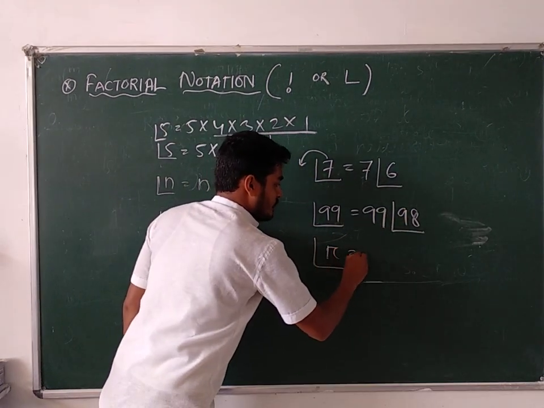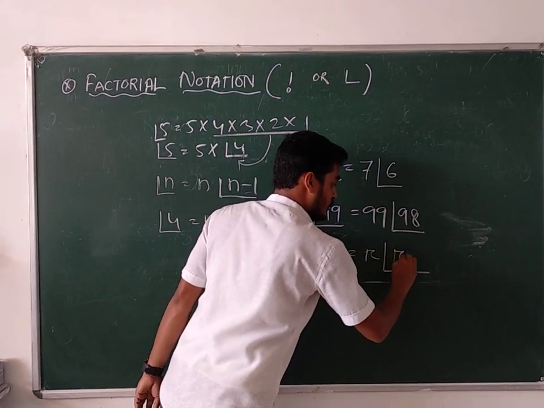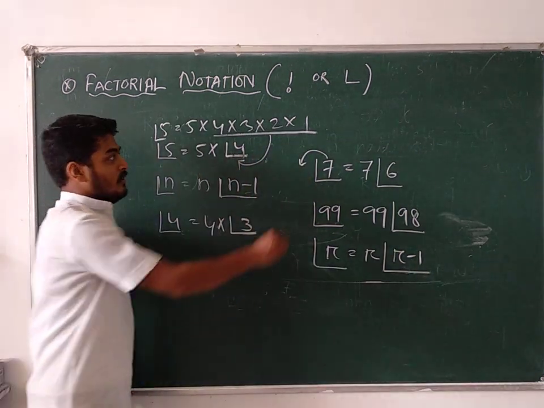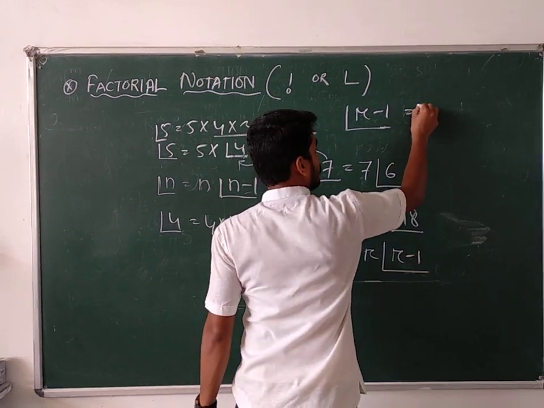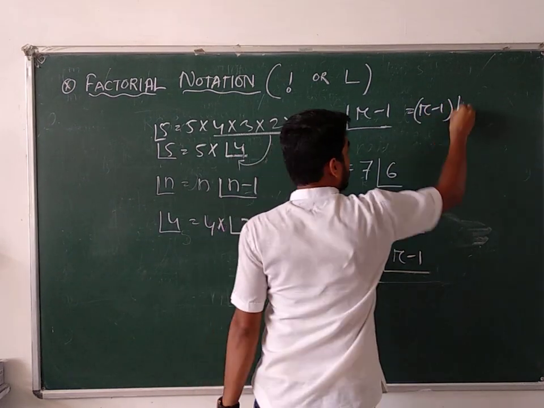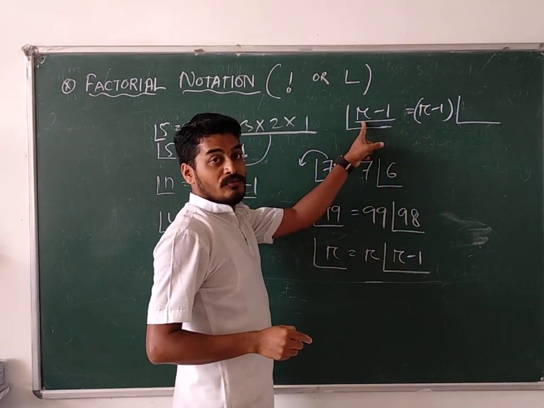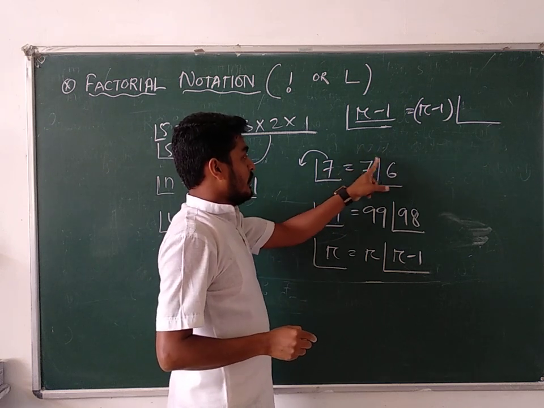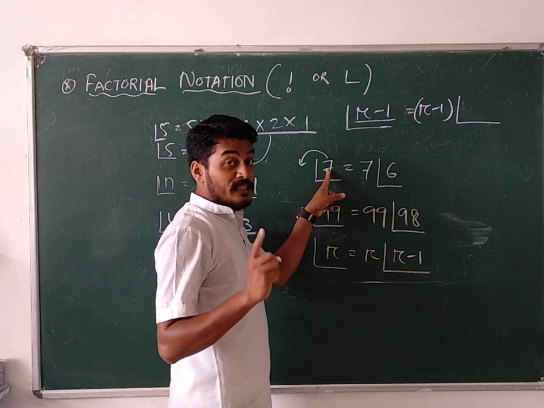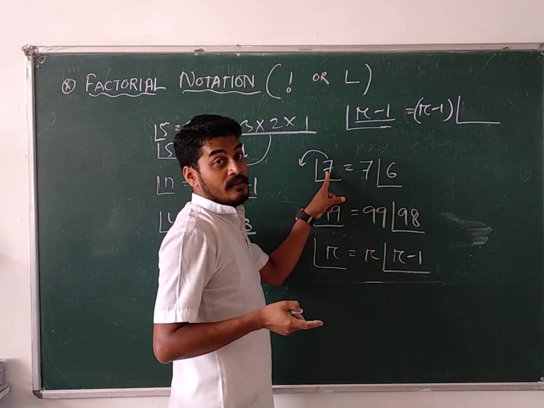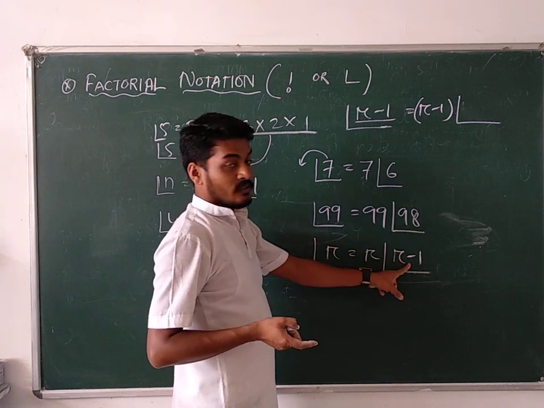Factorial of r will be r outside the factorial notation, then inside the factorial notation it will be decreased by 1, r minus 1. Factorial of r minus 1, then r minus 1 will be outside the factorial notation, then inside it, from this number you have to subtract 1. Factorial of 7, whenever you take out 7 outside the factorial notation, the number inside will be decreased by 1. Here you subtract 1. 7 minus 1, 6. 99 minus 1, 98. r minus 1, r minus 1.